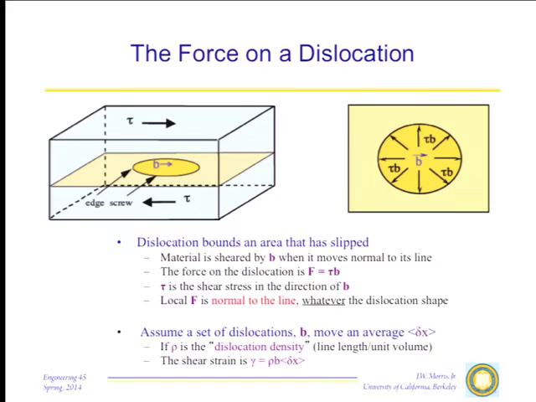If the force does nothing but rotate the dislocation without expanding or contracting the loop, then there's no shear in the material, no change in the state of shear, and therefore no work. The only way you can get any work is to change the area of that loop. And you change the area of that loop by displacing the boundary of the loop normal to itself. So the force is tau b, and it always acts normal to the dislocation line, whatever the dislocation shape.